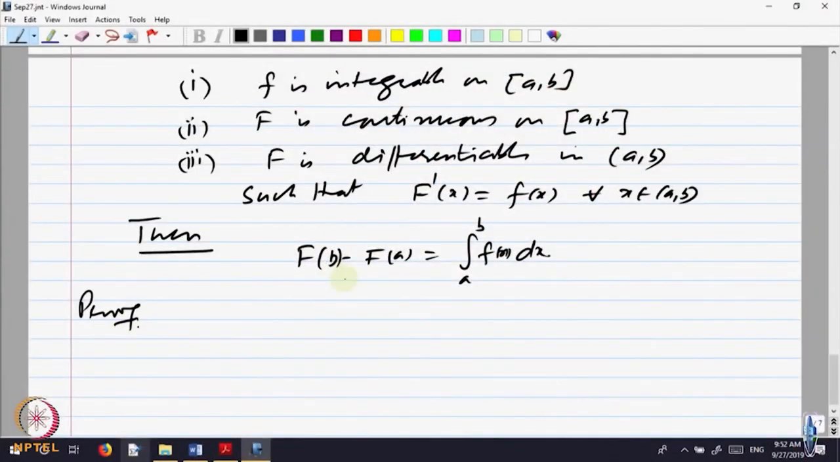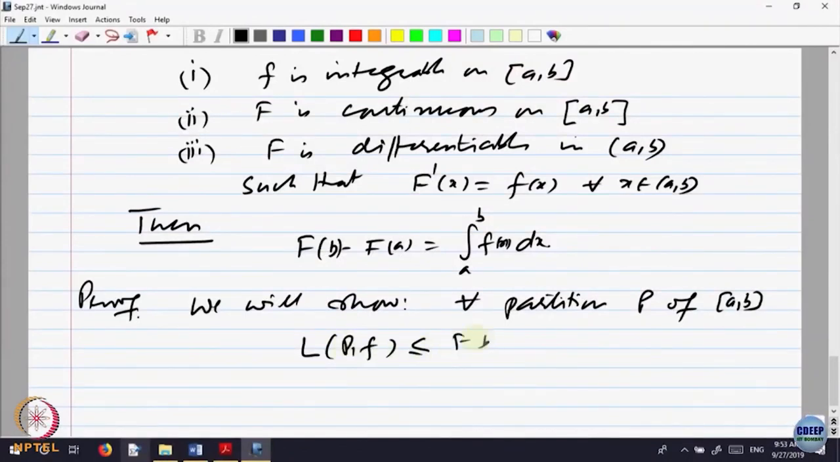So, we want to compute F of b minus F of a. And we know what is F of b minus F of a, and we want to show it is the integral, right. So, essentially that means this is a number we should be trying to show lies between the upper and the lower sum, whatever be the partition. We can show that for every partition P of the interval a b, F of b minus F of a is in between, then that must be the integral. So, that is what we are trying to show.